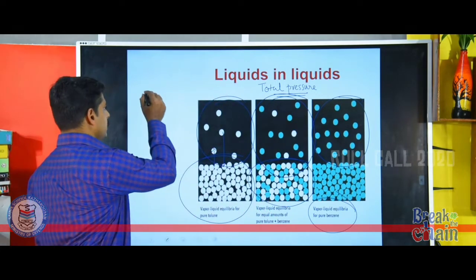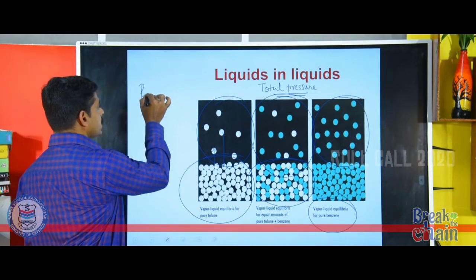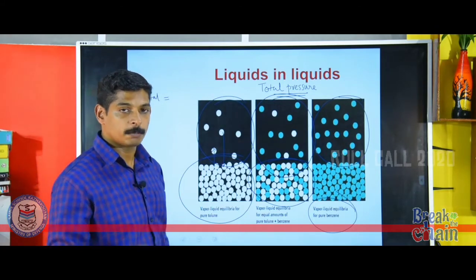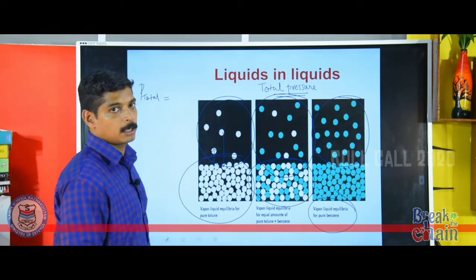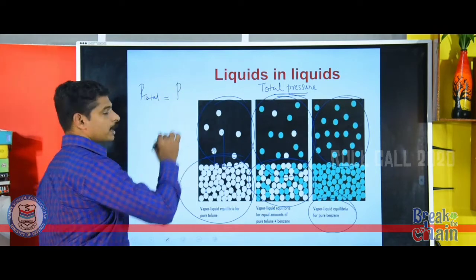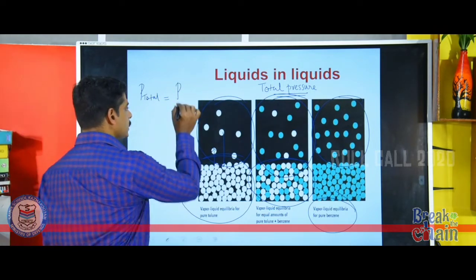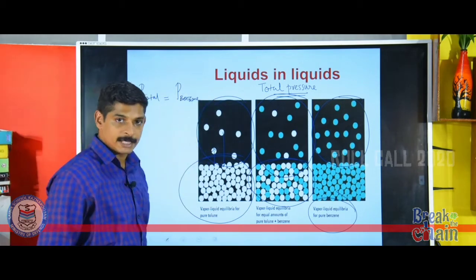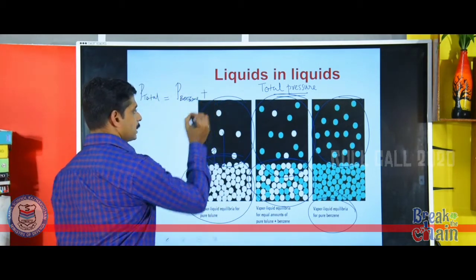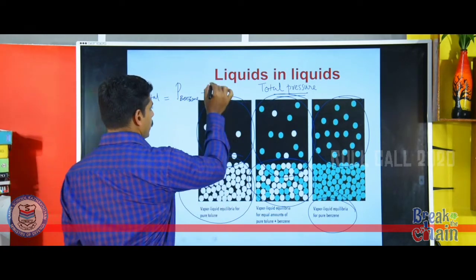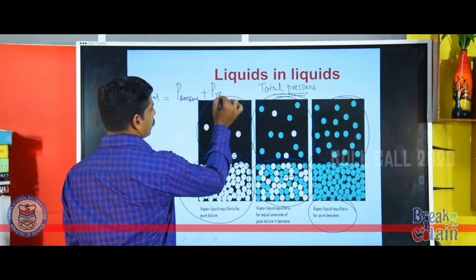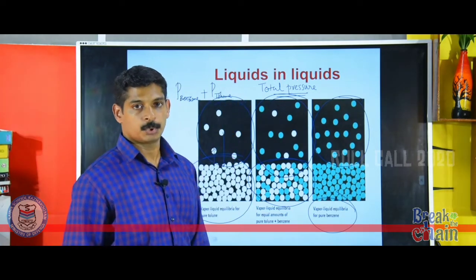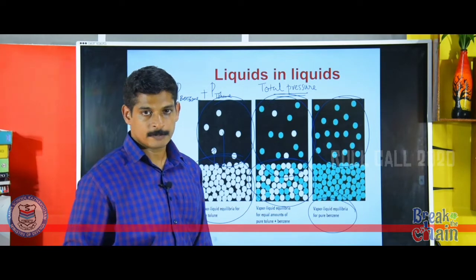That means, if I say P total, what is P total? P total is nothing but the total pressure exerted by the vapors above the liquid. It will be equal to the partial pressure of benzene plus what is the next component? Toluene. So, the partial pressure of toluene. P total equals the partial pressure of benzene plus the partial pressure of toluene. Is it okay up to this?